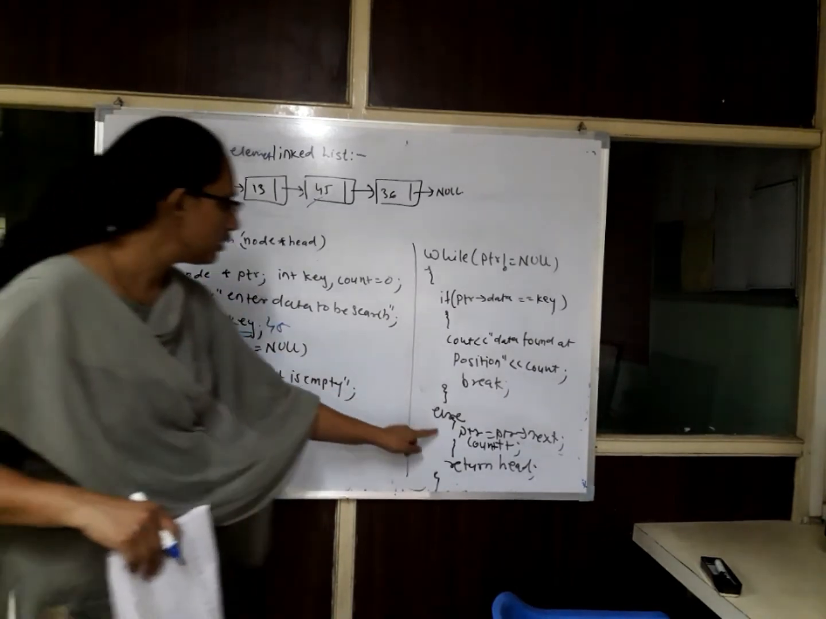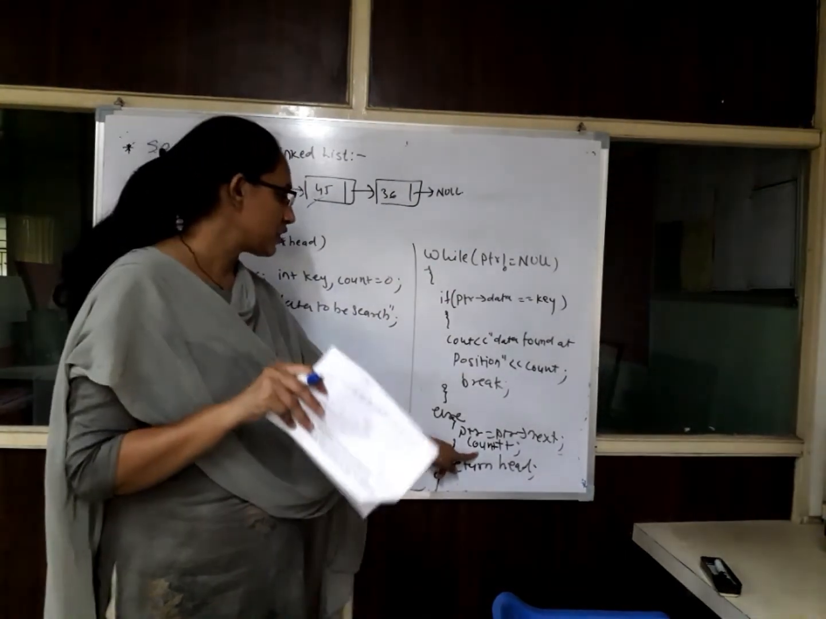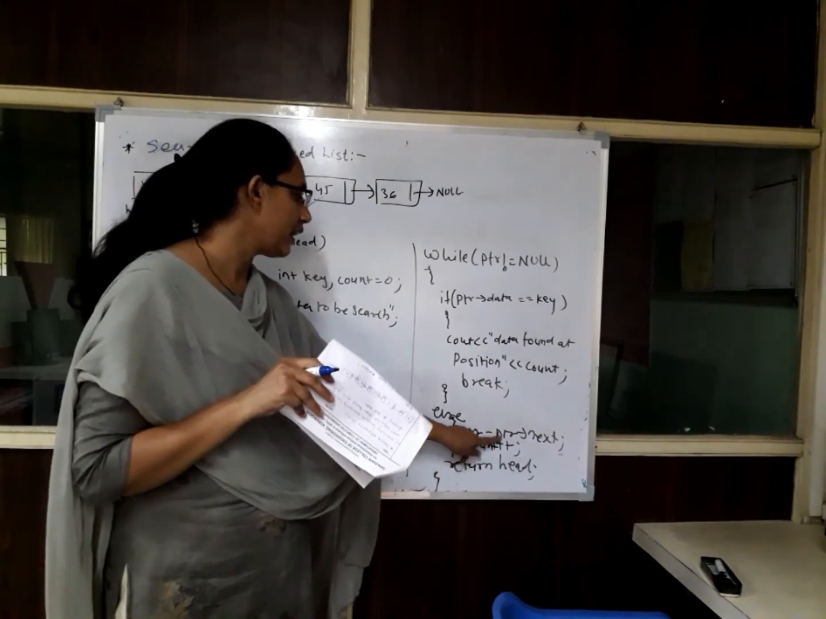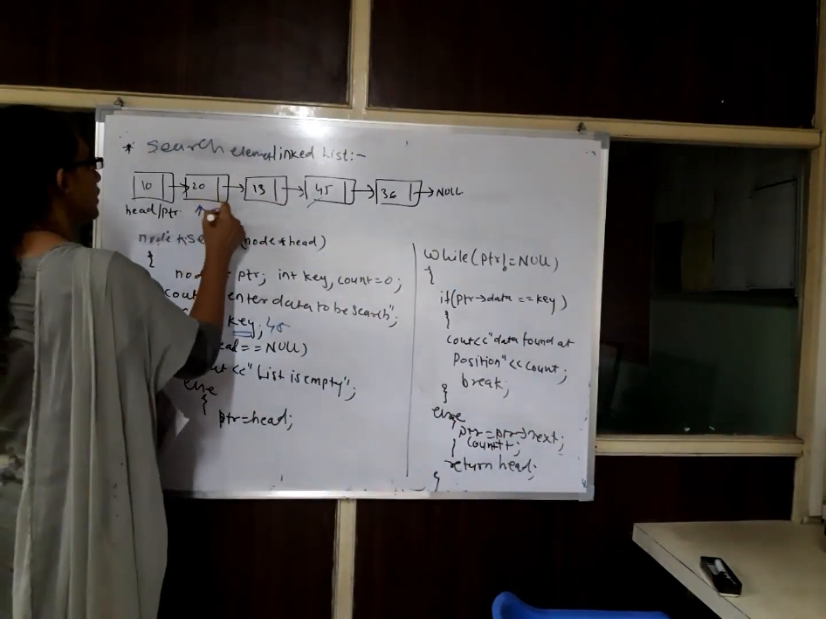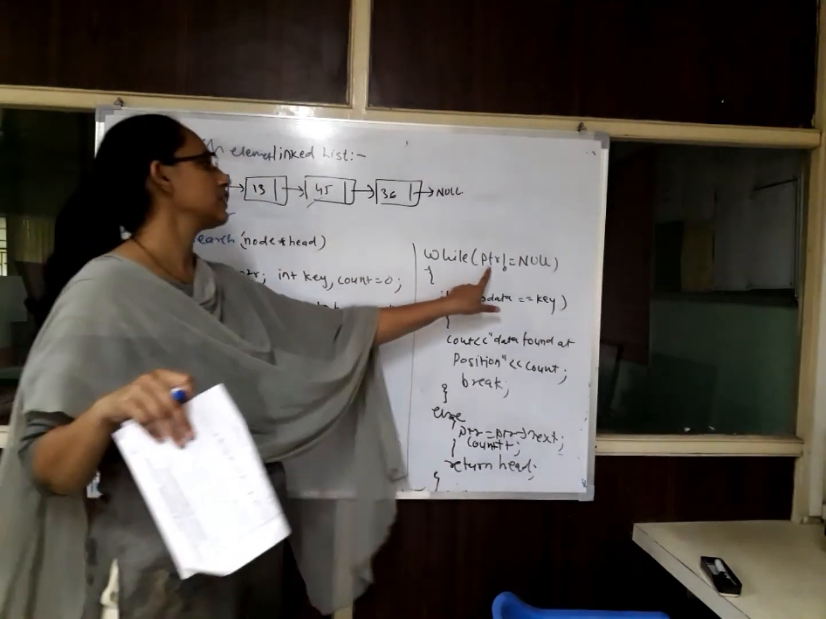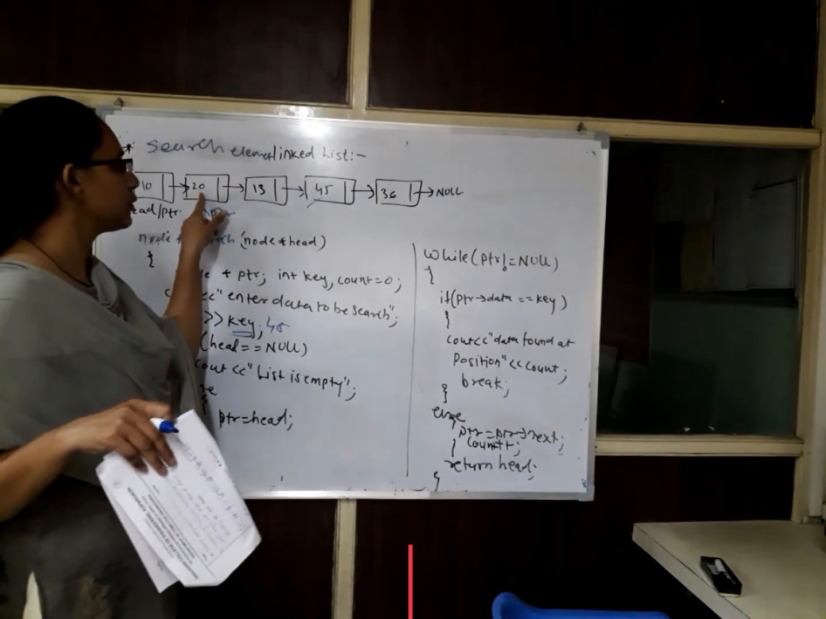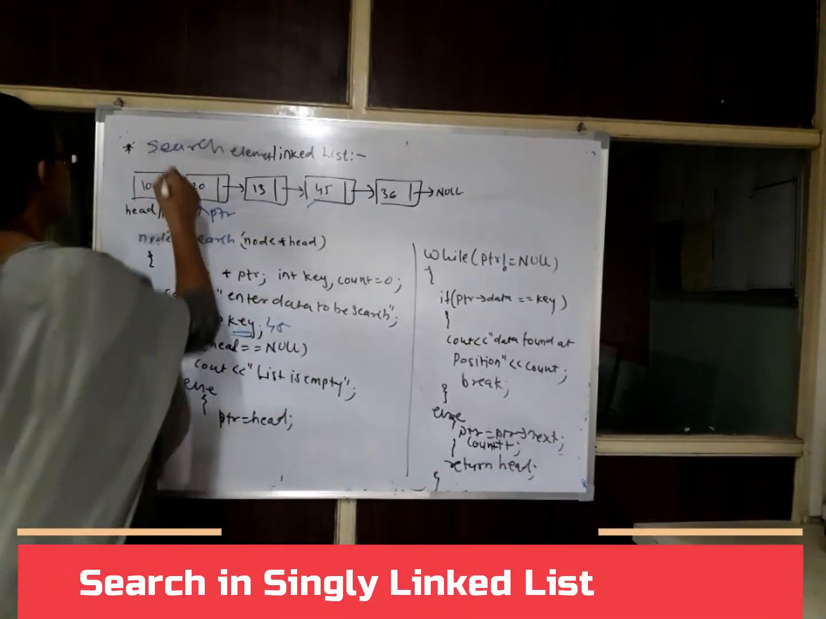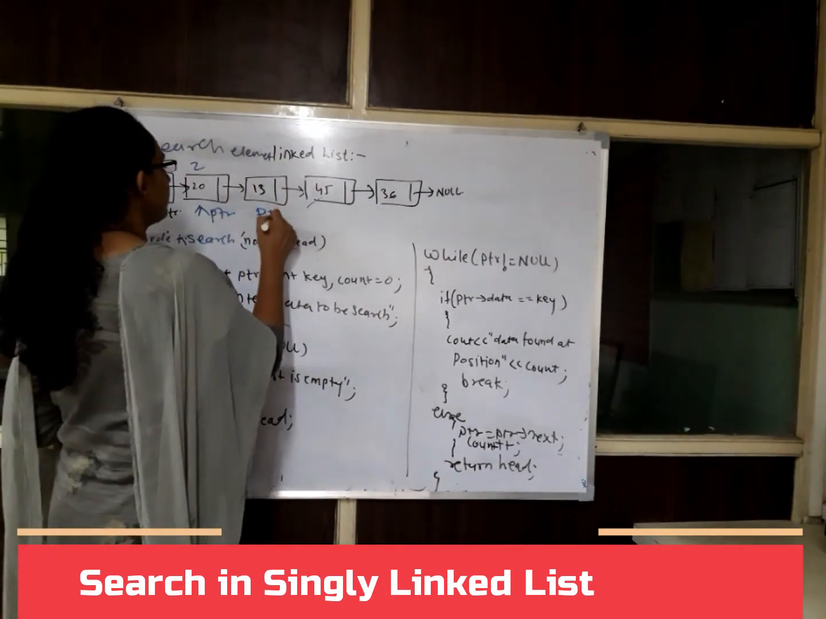If it is not, then increment count. It is for the position at which the data is found. So increment count and move the pointer to the next node. So it will move here. Again check whether pointer is equal to null. If it is not null, then check whether pointer data is equal to key. Not, then go again to else, and make the count 2, and move the pointer.